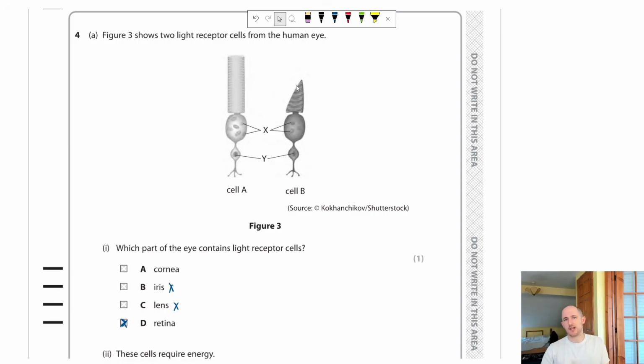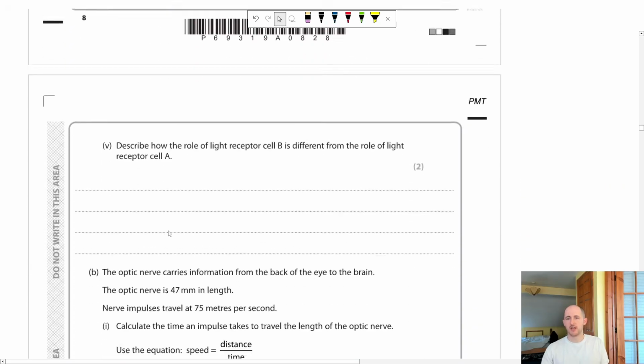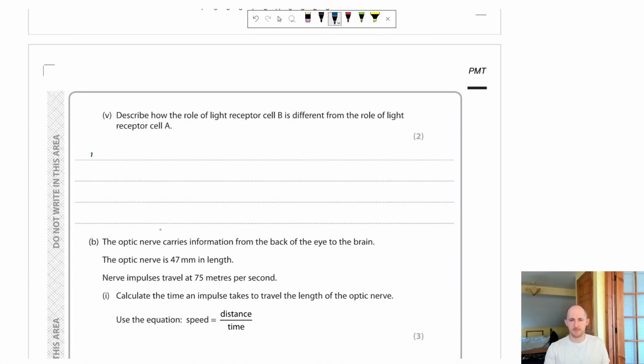So what's the other type of light? We have black and white vision. We also have colour vision. So cell B is responsible for colour vision. So I would just give its name. It is a cone cell. And in fact, let's write it in a semi-full sentence, responsible for colour vision.